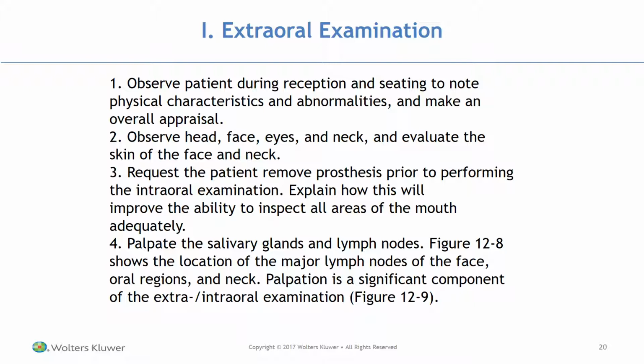Palpate the salivary glands and lymph nodes shown. You can see those in figure 12-8. Again, make sure you know all of your lymph nodes. Palpation is a significant component of the EO-IO exam.